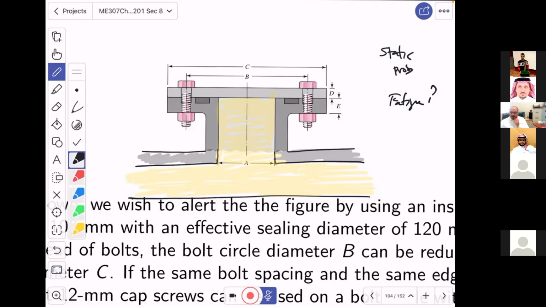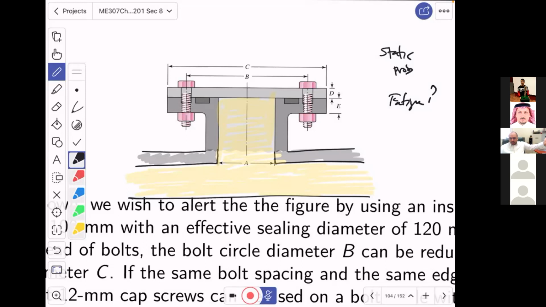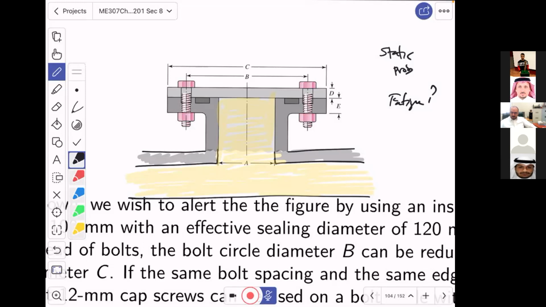Static of what, doctor? Is it a static problem, or is it a fatigue problem? It is a fatigue problem, doctor. Yes, Dr. Fatigue. Okay, who would say fatigue? Please raise your hand.